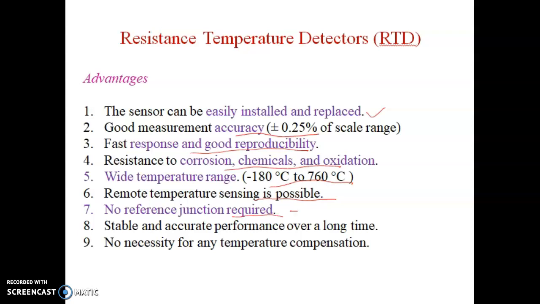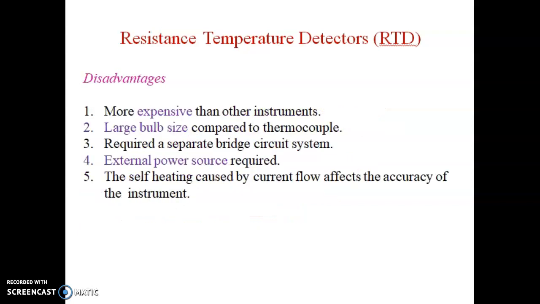For thermocouples we need a reference junction, but in this case there is no need of a reference junction. Then it gives stable and accurate performance over a long time. So these are some advantages, and some of the disadvantages are that these are more expensive than other instruments, have a large bulb size compared to thermocouples, require a separate bridge circuit system, and require an external power source compared to thermocouples, etc.